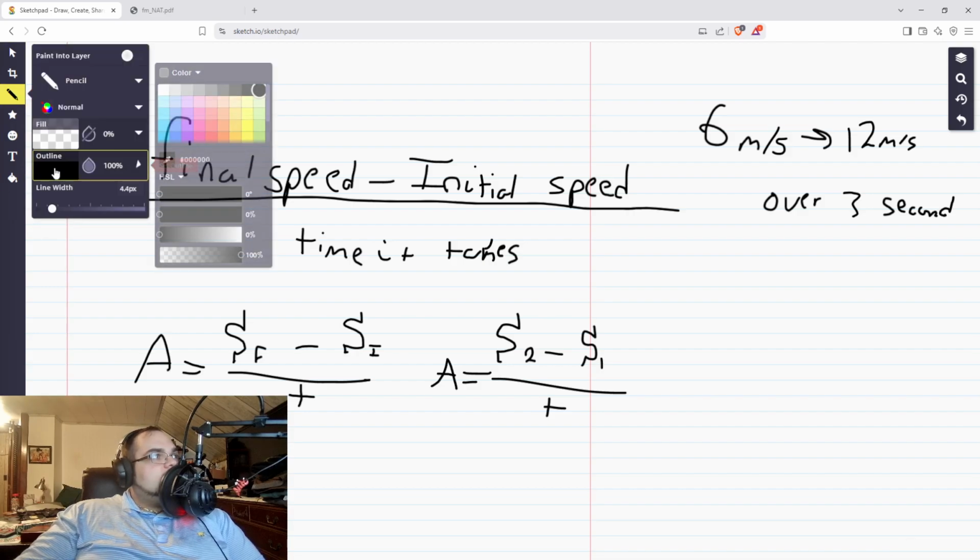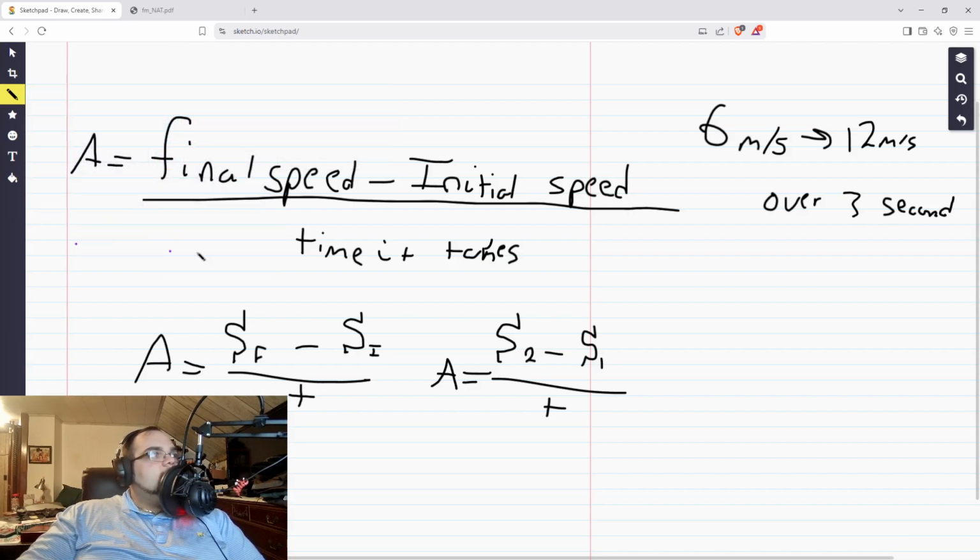I'm gonna get a different color because I want to. Let's get purple. Purple's a nice color. So, what's our starting speed? It's 6 meters per second, of course. So I'm going to put S_I. What's our final speed? Well, that would have to be the speed at the end. That would be 12 meters per second. I'm going to put S_F. And what's our time? Well, it's over a period of 3 seconds. So I'm going to put that as my T.